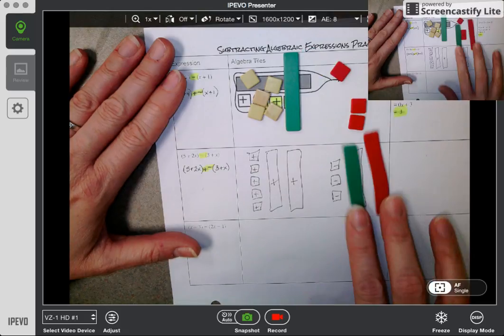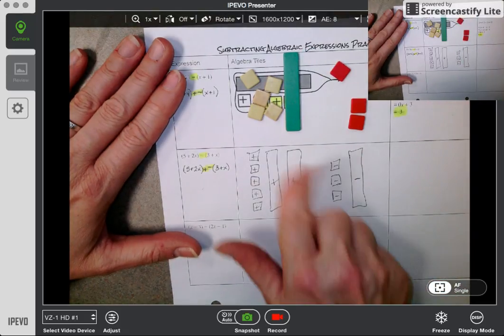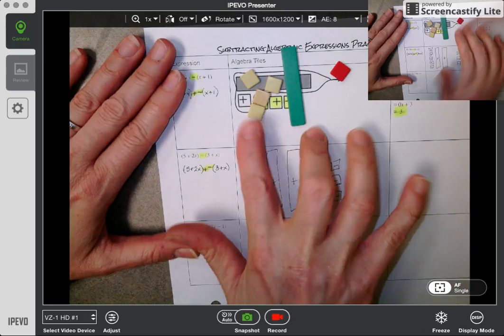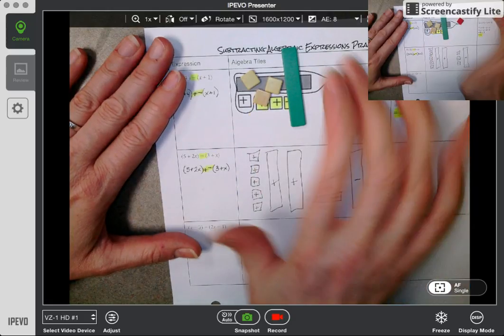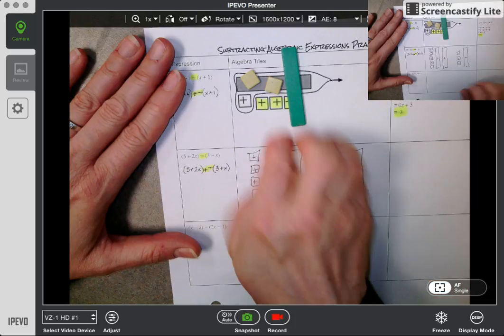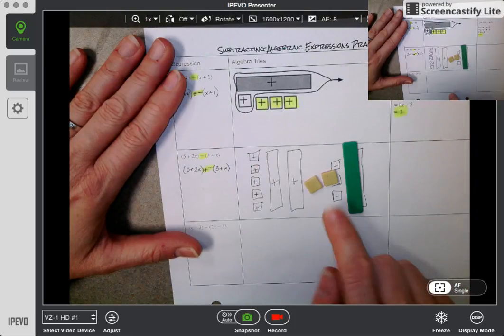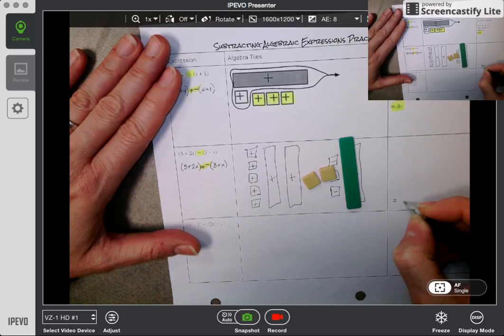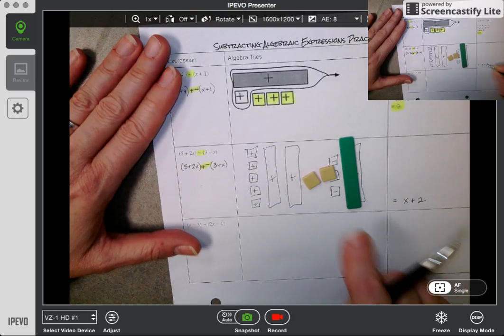I see a 0 pair of x's right here. I'm going to get rid of those. I see a 0 pair of a 1 unit, another 1 unit, another 1 unit. That's gone. And look at what I'm left with. Just a green and 2 yellows. So that means my final answer is x plus 2.